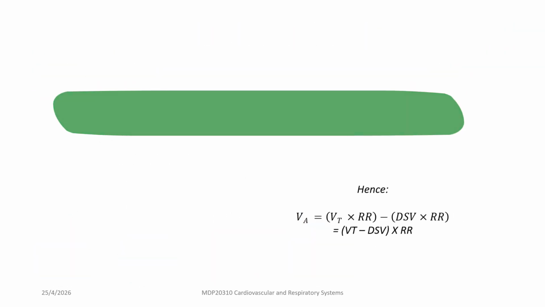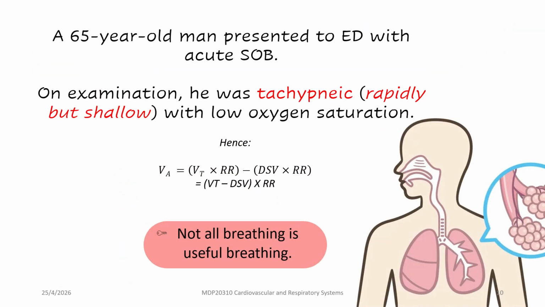So now, let's say we have a patient that breathes rapidly but shallowly. Will the gas exchange be efficient? So the answer to that will be no, because the dead space will occupy a larger proportion of it.